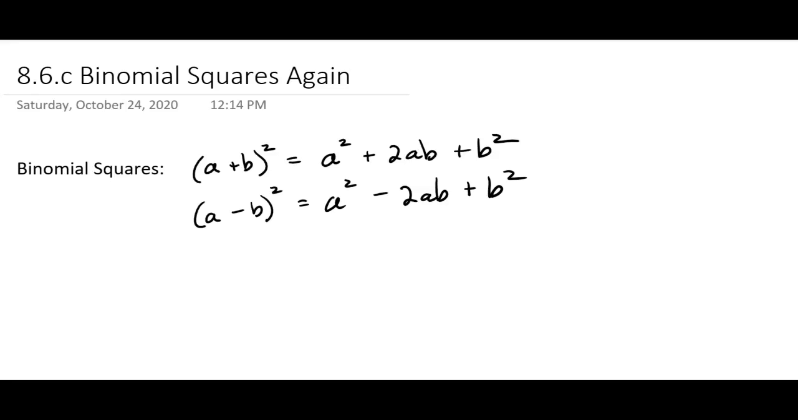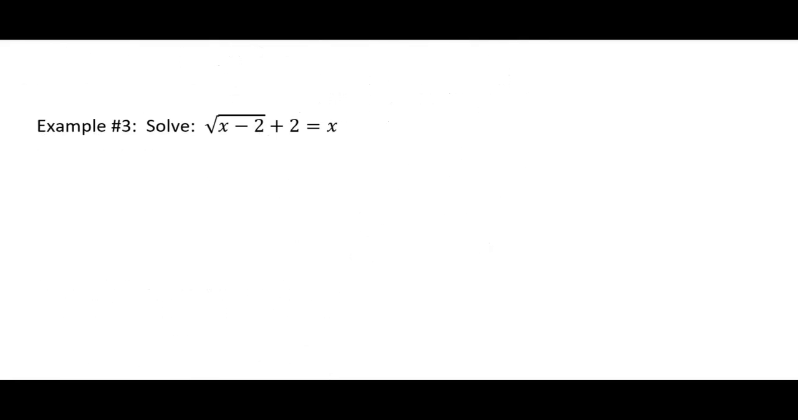Or you can use the smiley face approach if you like that. Don't feel bad if you don't like it. I haven't convinced anybody yet, but I should just draw a smiley face. There. Okay. But it's going to come up in this next problem.